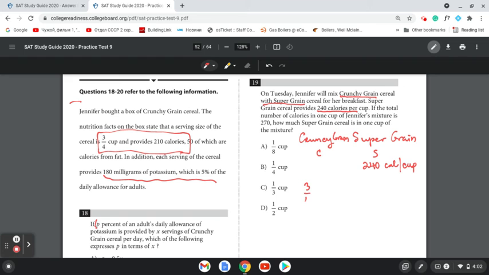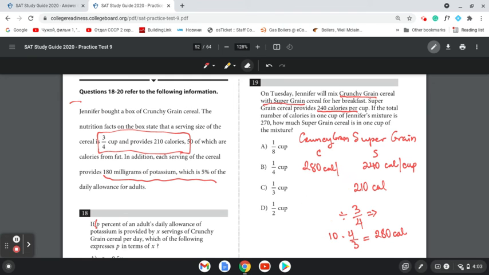So if 3/4 of a cup provides 210 calories, I can find the amount of calories in 1 full cup. How am I going to do that? I'm simply going to divide 210 by 3/4. And this would be 210 times the reciprocal, right? Which makes it 280 calories per cup. Once that information is found, I can go ahead and build my systems of equations.